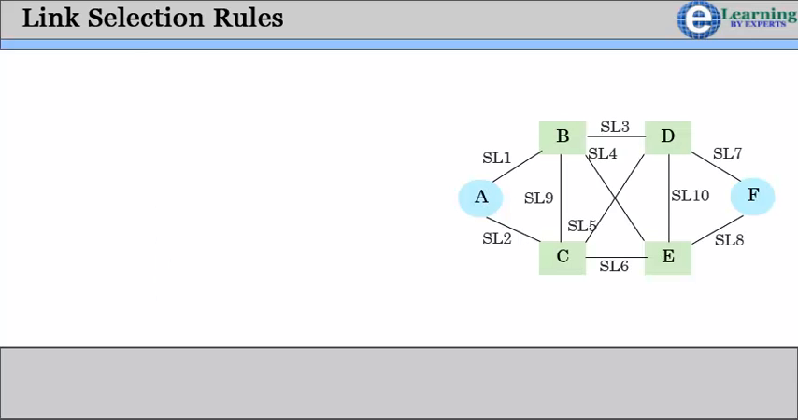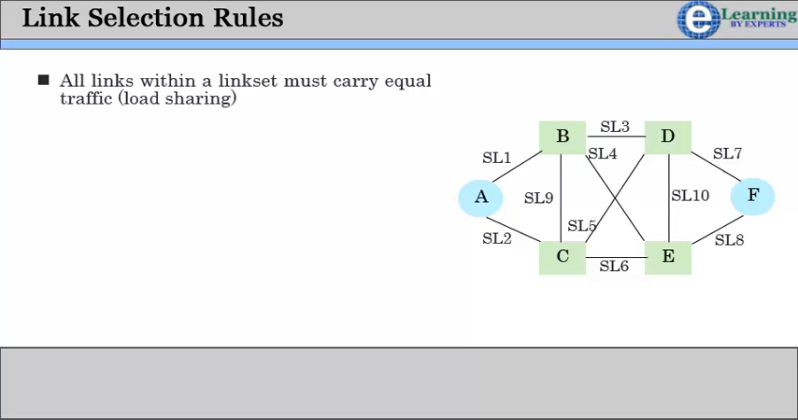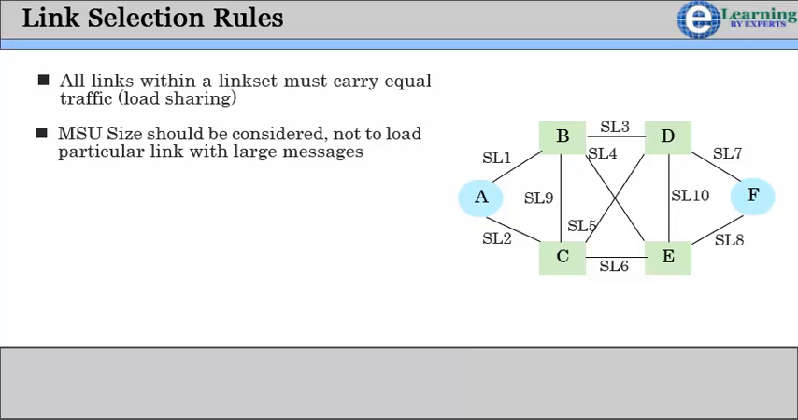Before transmission, Level 3 routing determines which link will be the next outgoing link. This is based on several factors. First, all links within a link set must carry equal traffic. It is load sharing. This means that no link will carry more than the others. The MSU size also must be figured in the traffic capacity of every link, so that one link does not become burdened with large messages, while another only sends small messages.